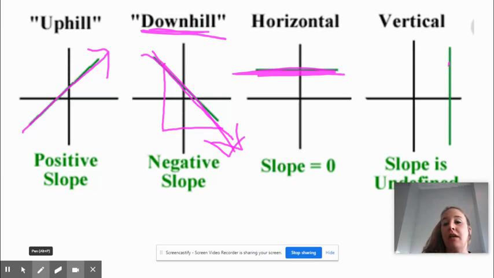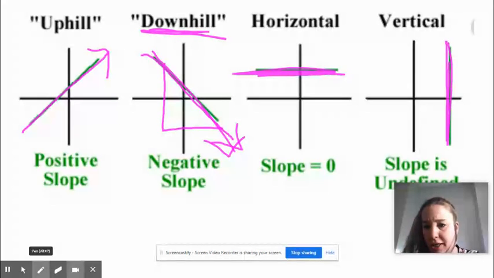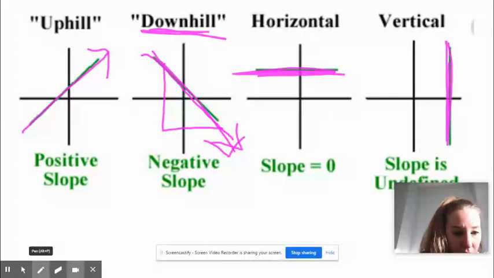Vertical, when it's up, down like this, that slope is undefined, right? Like falling off a cliff. Oh my gosh, the world fell apart, falling down, undefined. We're going to talk about that more in the next video.